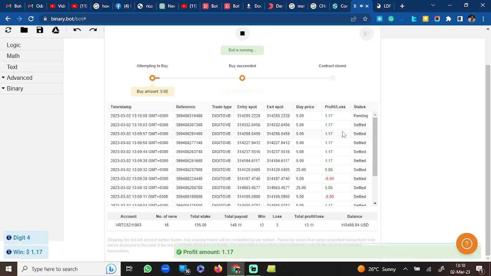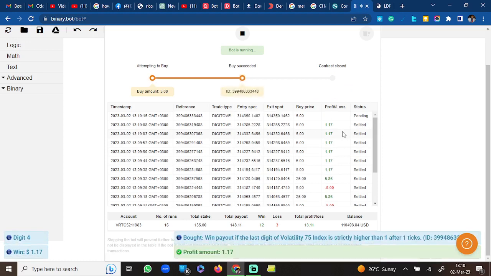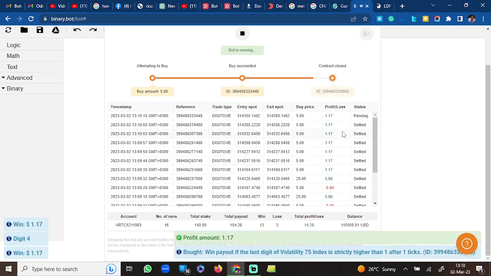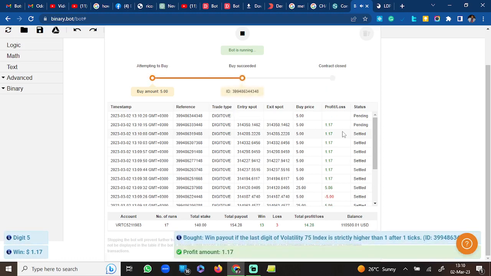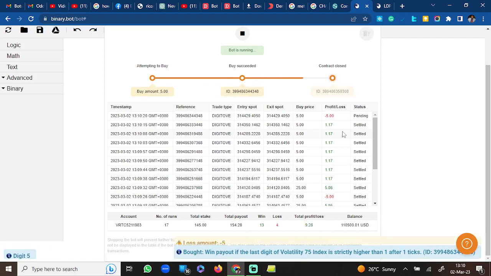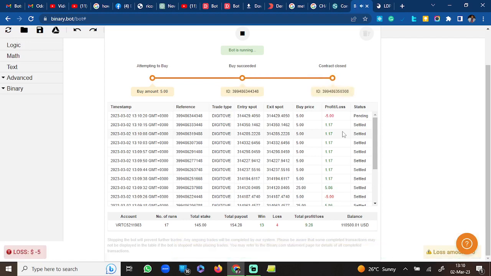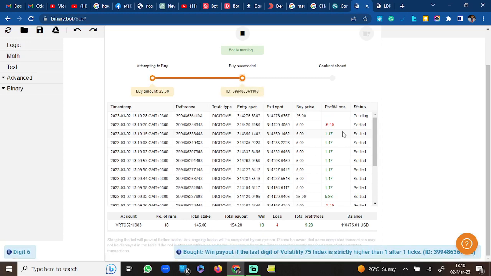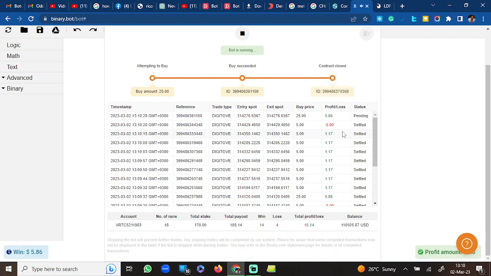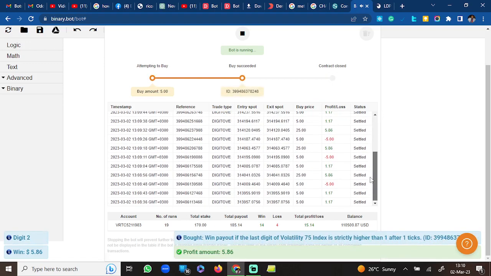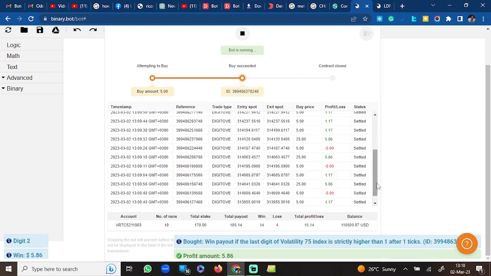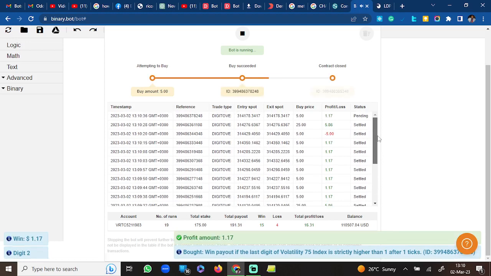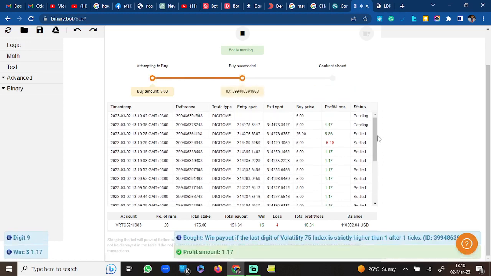Let's see how much time we're going to take to get to our $50 target. And this is one of the fine bots, though it's not loss proof. You'll see the losses, you'll see them there, but the recovery is also nice. It's rare you get double losses. So we are already at $16.